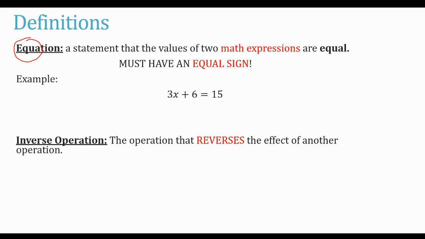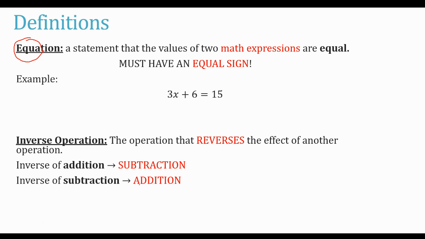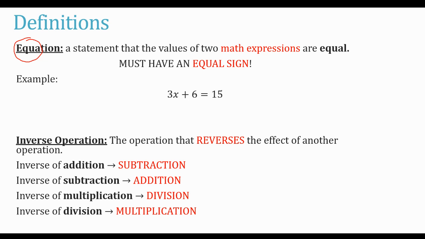So hopefully this sounds familiar to you. The inverse of addition is subtraction, and vice versa. The inverse of subtraction is addition. So they basically undo each other. They reverse the effect. Then the inverse of multiplication is division, and vice versa. The inverse of division is multiplication. These undo each other, and we're going to see examples of those coming up.